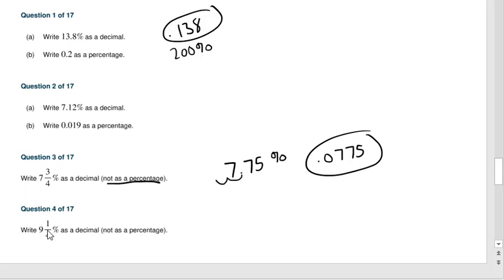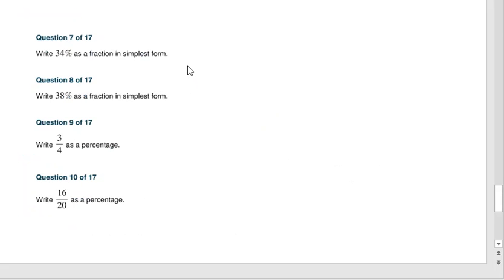And then to write 9 1/4% as a decimal, well, 9 1/4 is the same as 9.25%. So if we're going to write this not as a percentage, we need to take 9.25, divide by 100, which means our decimal is just really going to move to the left twice, which is 0.0925.